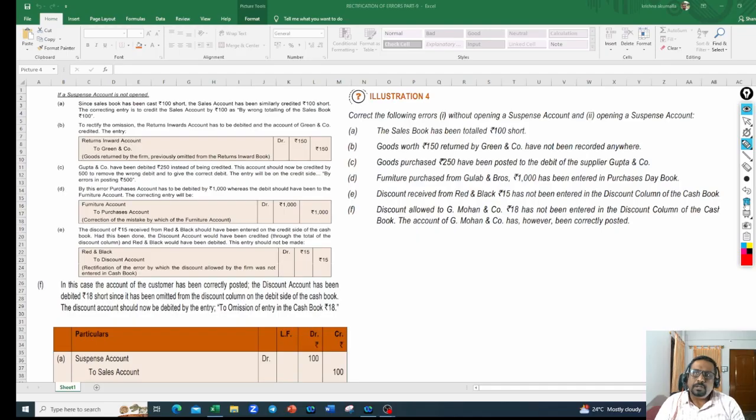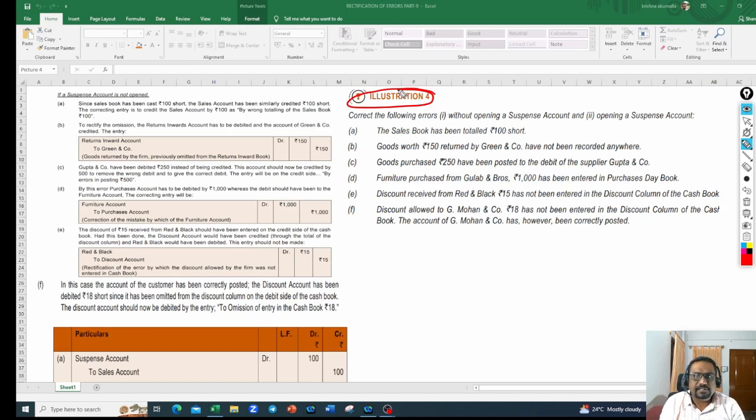Okay, let us get into the problem now. Okay guys, let us get into illustration 4. In this illustration, as I said previously, I'm going to compare this problem in both the stages, stage 1 and stage 2. The comparison is going to be, in case there is no suspense account, how the entries are supposed to be posted. In case there is a suspense account available, then how the entries are going to be posted. I will compare both and explain to you.